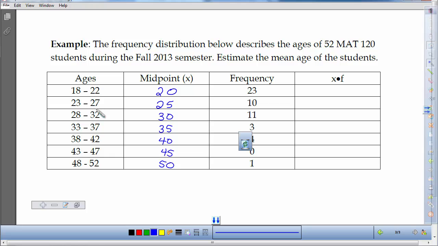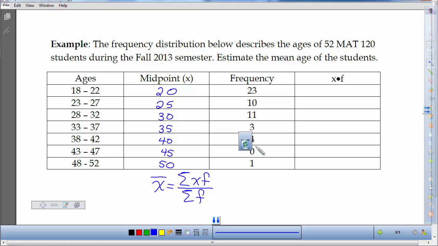Now, the next thing we're going to do is look at the formula for finding the mean from a frequency distribution. And that formula is x bar equals the summation of x times f divided by the sum of f. What this formula says is we're going to add up. The summation symbol says we add up anything that follows. In this case, we're going to add all of the products of x times f, where x represents the midpoint and f is going to be the frequency.